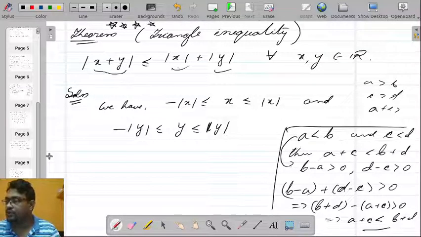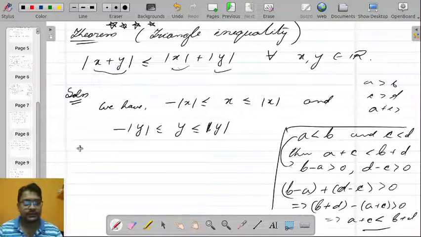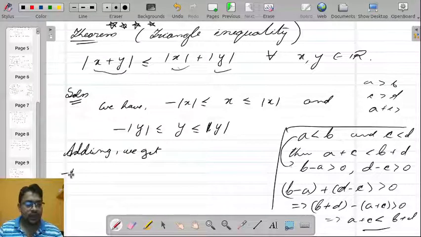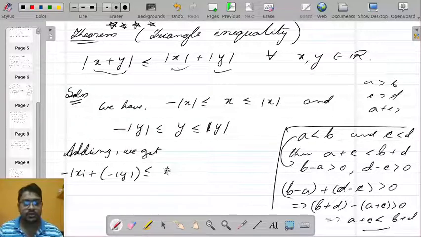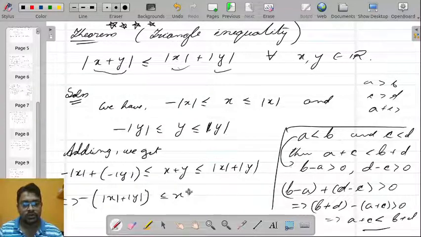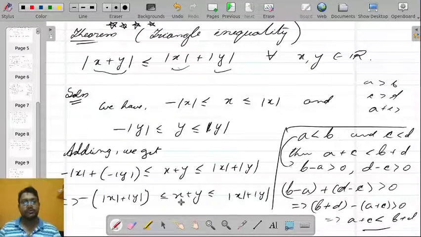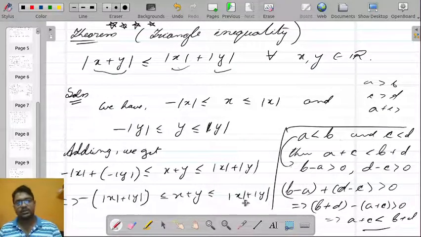Okay, so if we add these two, we get minus of mod x plus minus of mod y. This is less than or equal to x plus y. This is less than or equal to mod x plus mod y. Okay, and then if I take this minus common, it's minus of (mod x plus mod y) is less than or equal to x plus y less than or equal to mod x plus mod y. Okay, so x plus y lies between minus of this and plus of this.